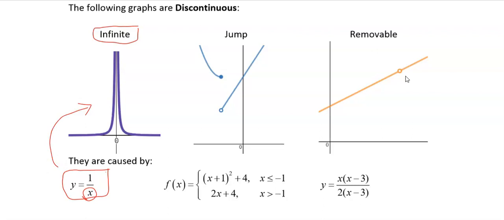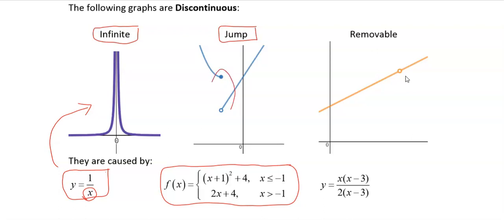The next type of discontinuous graph is called a jump discontinuity. And traditionally, you get a jump discontinuity when you have piecewise functions. Now, not all piecewise functions result in a discontinuity, but in general, most of the time they do. And you can see there's a gap here between the left-hand side and the right-hand side of your function. So that's called a jump discontinuity.